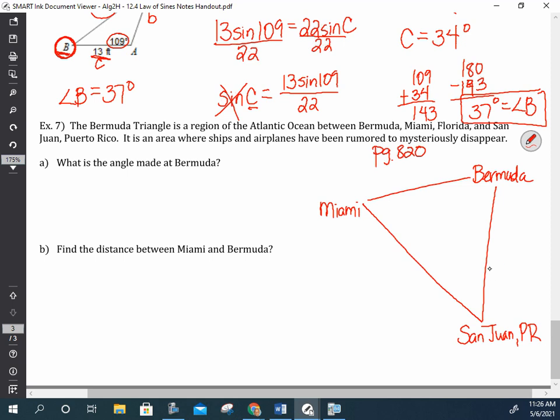So, Miami has an angle of 53 degrees with Bermuda. Between Bermuda and San Juan is 965 miles. Miami and San Juan, 1,038 miles. Again, the same drawing is on page 820 of your book. So no, I'm not making it up off the top of my head.